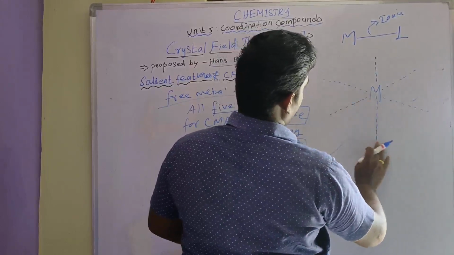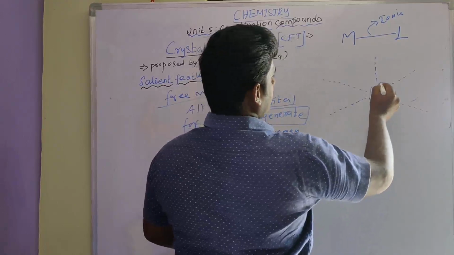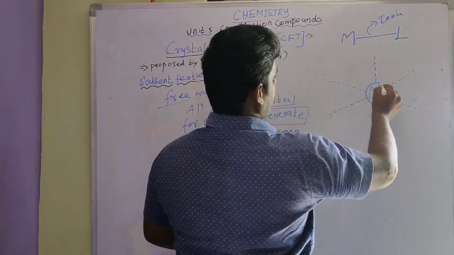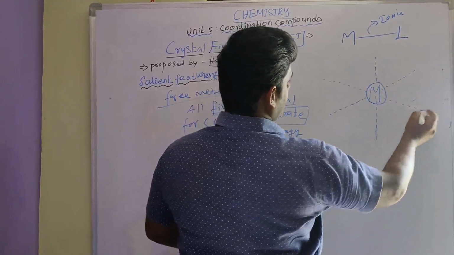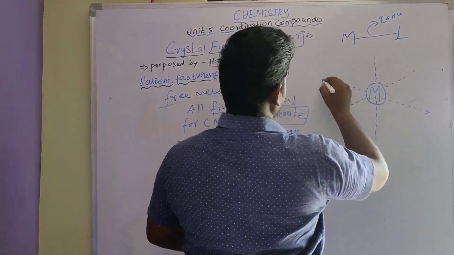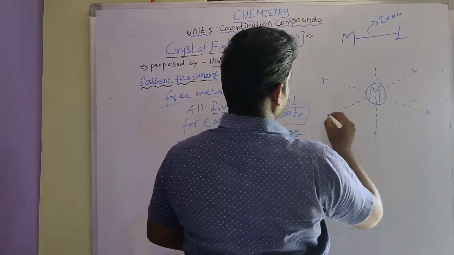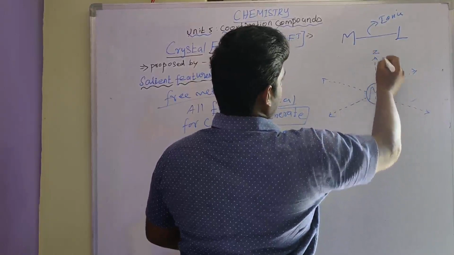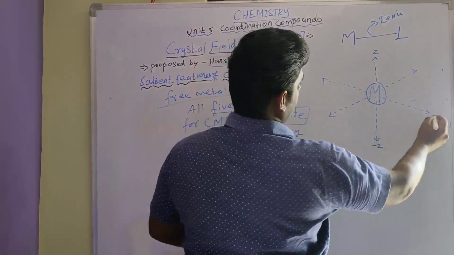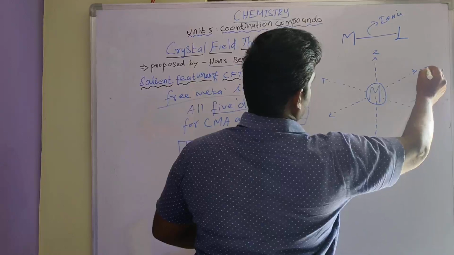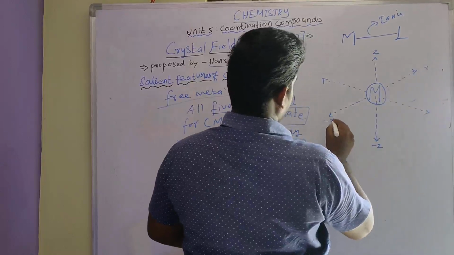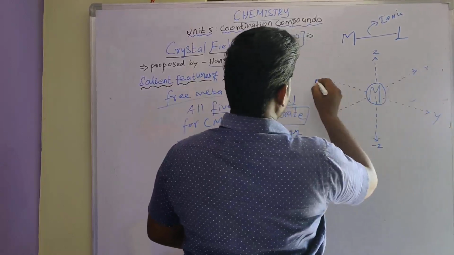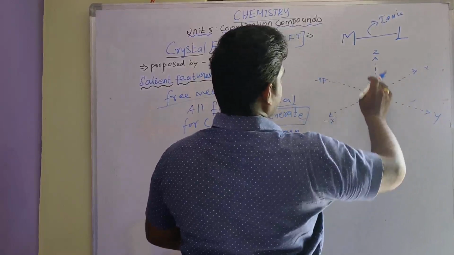Consider an octahedral complex. Here is the central metal atom, and here are the directions: the z direction and minus z, also x and minus x, and y and minus y.